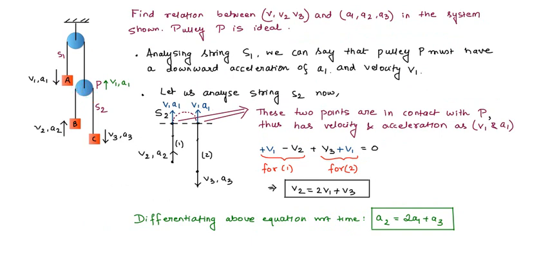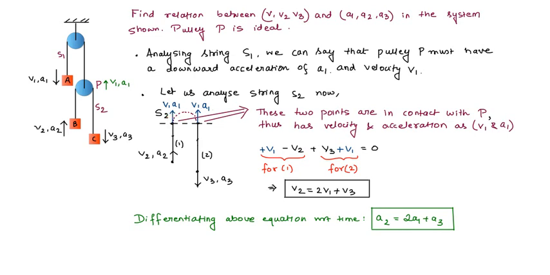Now I have drawn the two segments of this string S2 separately. So you can see the bottommost point of this left segment is connected to block B, and block B is moving upward with a velocity v2, therefore this point has a velocity v2 in the upward direction. The topmost point of this left segment is in contact with the pulley P, so the velocity and acceleration of this particular point will be the same as that of this pulley. So if this pulley has a velocity v1 in the upward direction, this topmost point of the left segment will also have a velocity v1 in the upward direction.